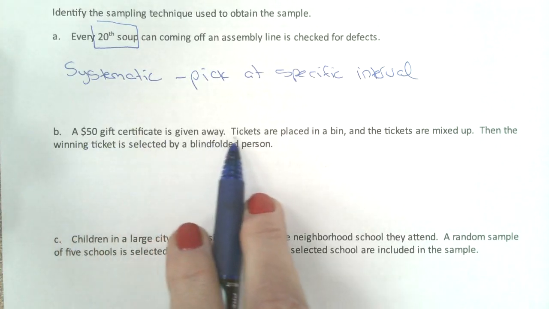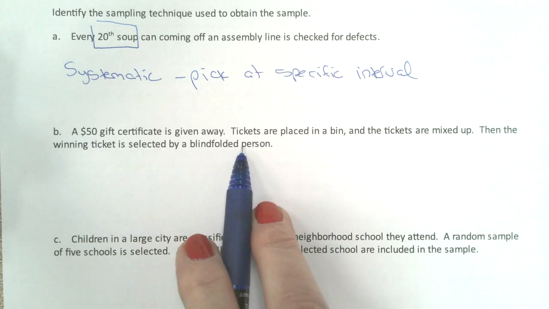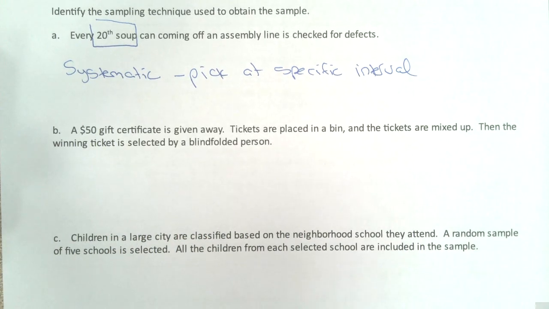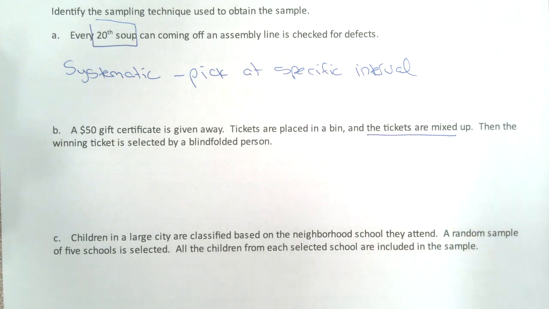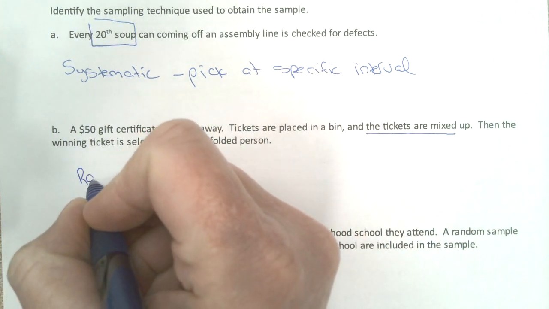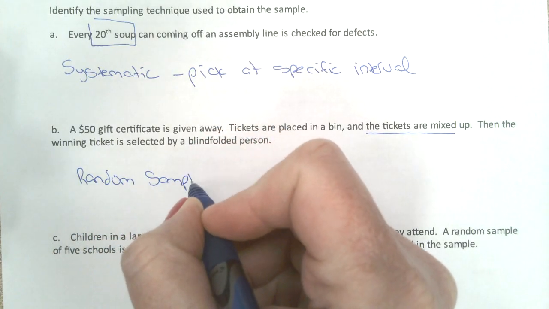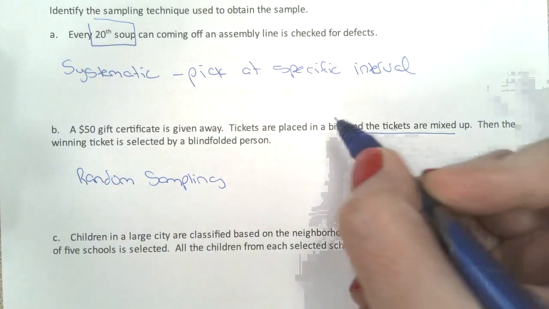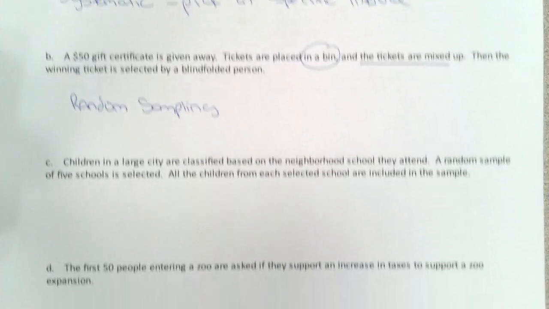A $50 gift certificate is given away. Tickets are placed in a bin, mixed up, and then the winning ticket is selected by a blindfolded person. All right, so they're going to be mixed up. So this is random sampling. So they were put in a bin, and every single person had a chance to be selected.